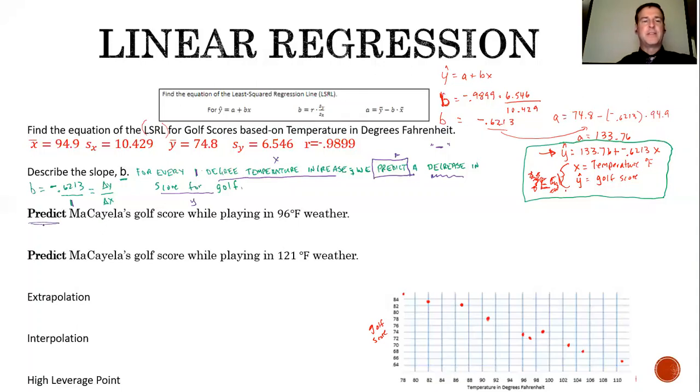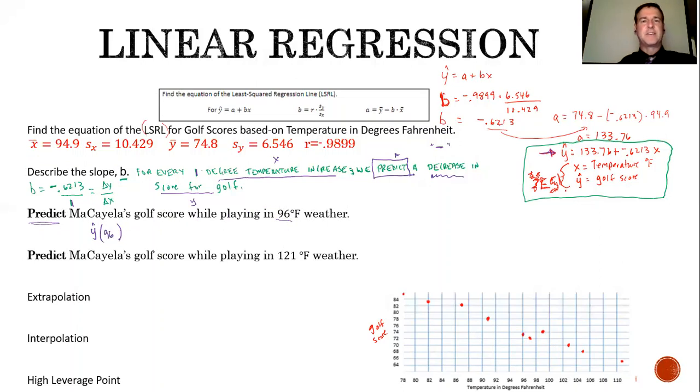It says predict Michaela's golf score while playing in 96-degree Fahrenheit weather. Now I know what she actually did in 96-degree weather. That's this point here. I think she got, I don't know, a 73 or 74. Our chart will tell us that. But anyways, let's figure out what it should be, based off a prediction. What I'm going to do is this. I'm going to write my equation, the equation that I found right here. It's my y hat, and I'm going to put some parentheses behind it and input this value 96.